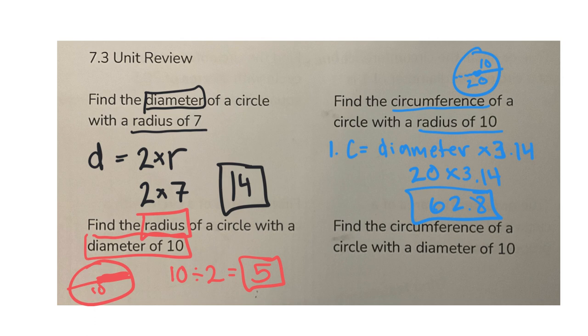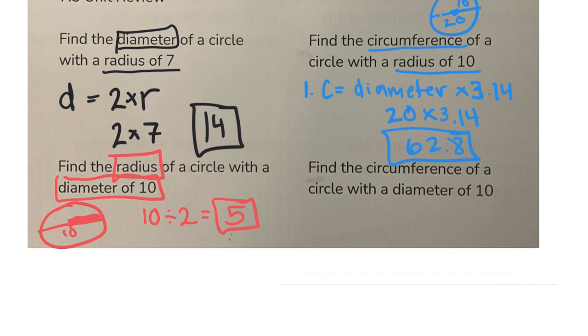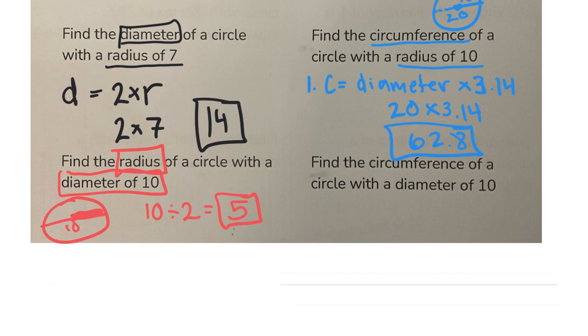The next problem is different because they actually just give us our diameter. So our diameter is 10. So for circumference, we first find our diameter, which is 10, and we multiply it by pi. So that will give us 31.4. Okay, there are the first 4 problems on our test review.